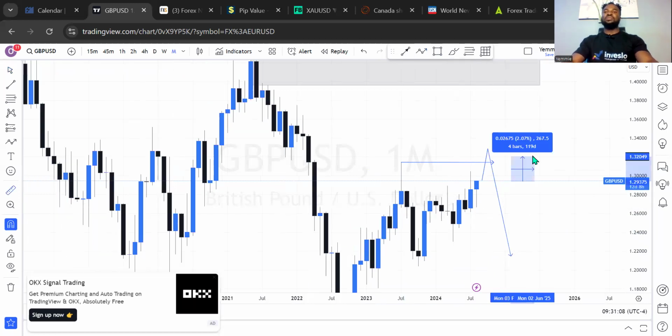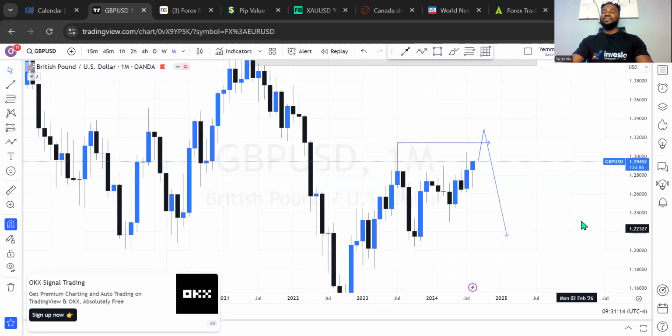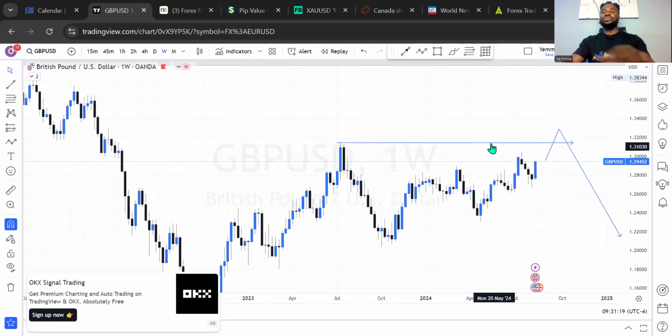So from where the current market price is to where I'm expecting is about 200 pips on average, which I'm expecting the market to move in this month. So let's transpose this on a weekly outlook. Let's see what we have there.